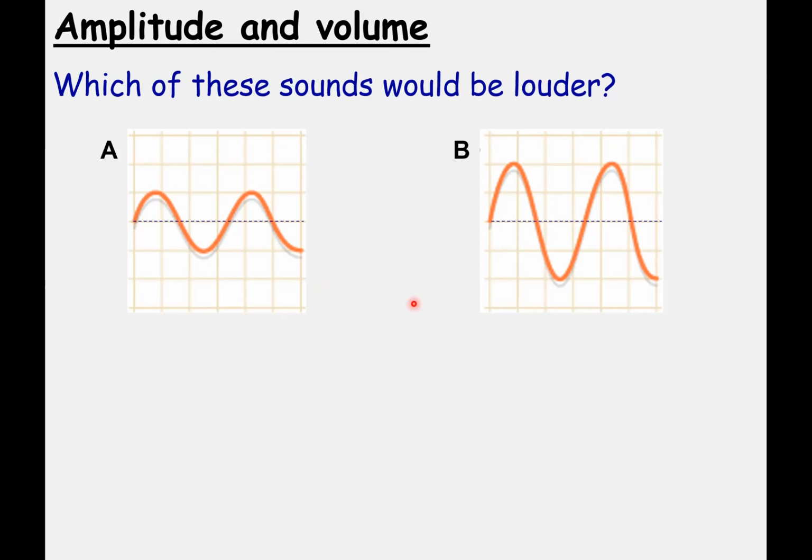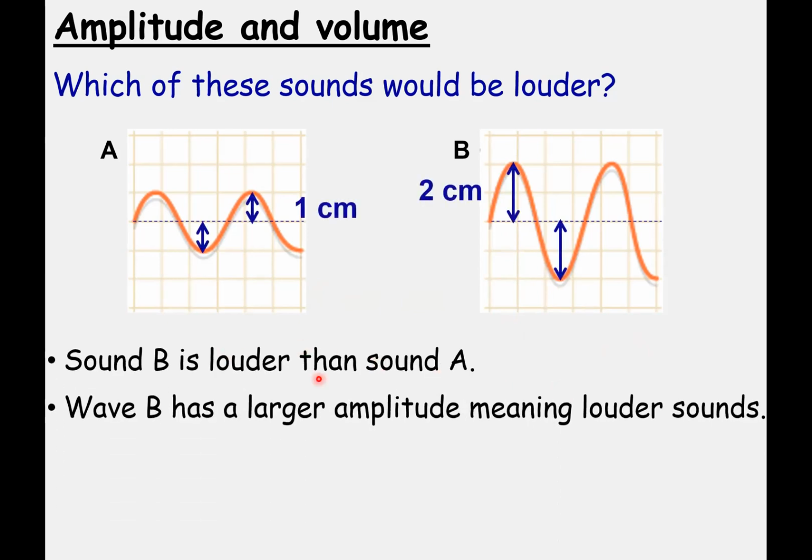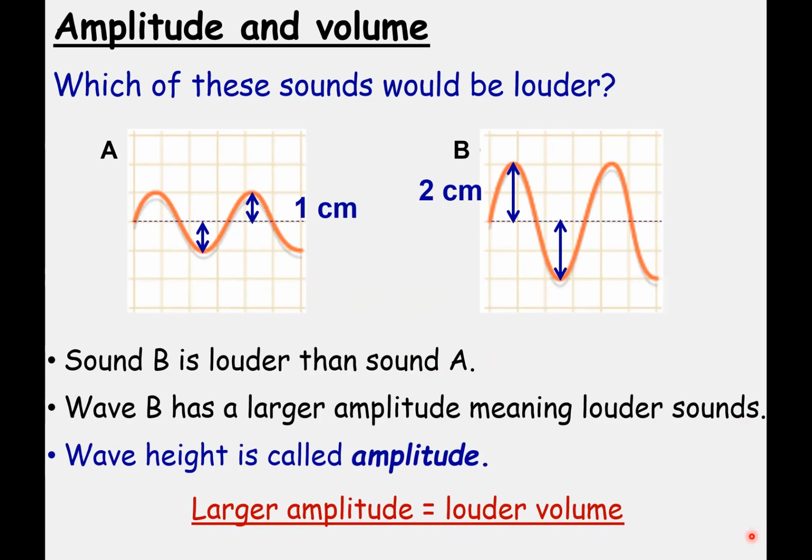So looking at these two diagrams, which of these sounds would be louder? Sound B has a larger amplitude, so sound B is louder than sound A. As it says here, wave B has a larger amplitude, meaning louder sounds. So the wave height is also called the amplitude. You can remember this as larger amplitude equals louder volume.